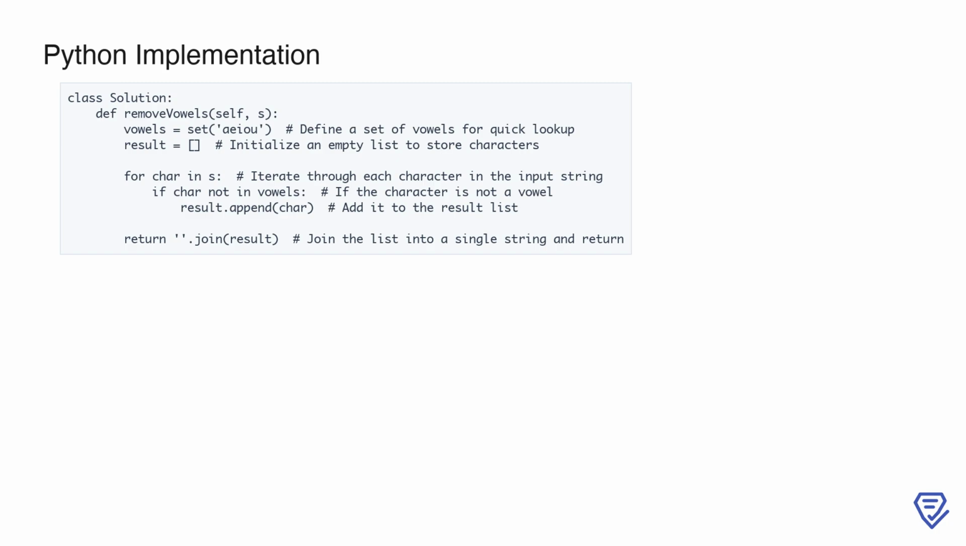Complexity analysis. Time complexity, O(n), where n is the length of the input string. This is because we iterate through the string once, and set lookups are O(1) on average. Space complexity, O(n), for the result list, which stores the non-vowel characters.